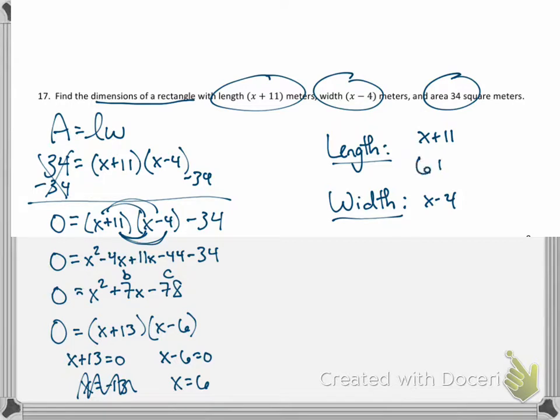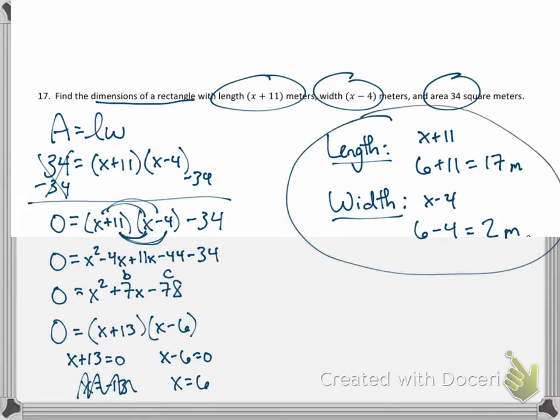Let's plug in the 6. So if I plug in 6, I get a length of 17 and a width of 2. Now those are pretty stark differences in measurements, but here's the thing. I can have something that's definitely 17 meters by 2 meters. That is totally fine. And I've now found my dimensions.